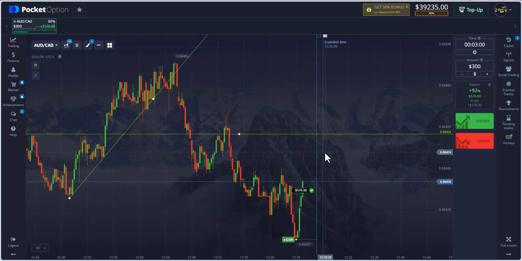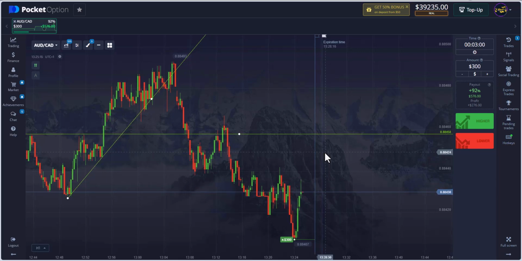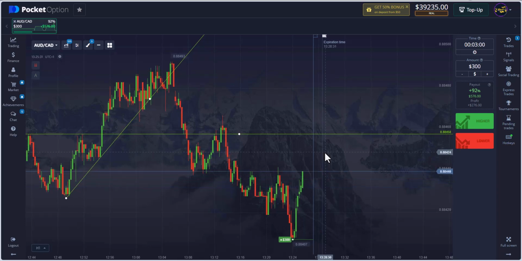Part 2. The power of technical analysis. If you want to win big in binary options, mastering technical analysis is key. It's like having a crystal ball that predicts market movements. Learn to read charts, identify trends, and spot patterns. With this knowledge, you can make well-timed trades and ride the wave of success.